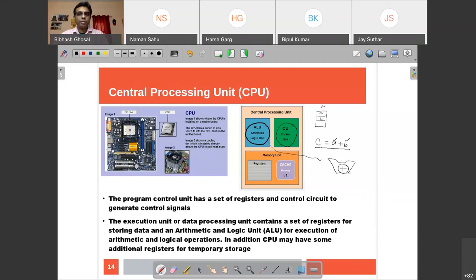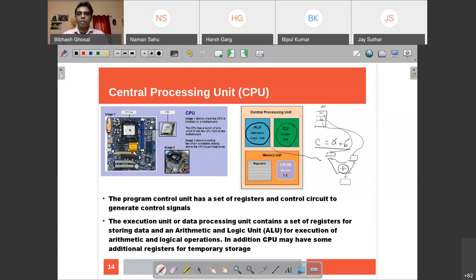Fine, but after you read these two data from the memory, you have to temporarily store them inside the CPU as well, isn't it? Because this A and B, after you get them, the A will be obtained here, the B will be obtained here, and then you will perform this addition operation. And then the result will be generated.